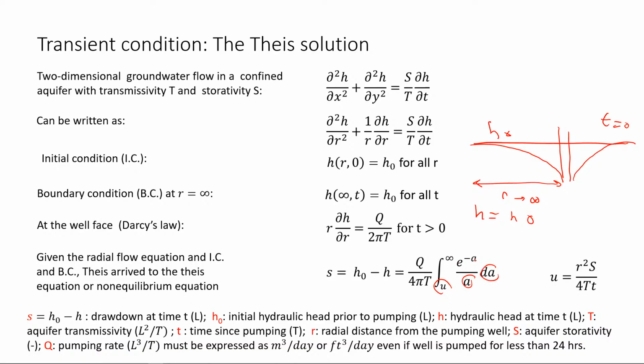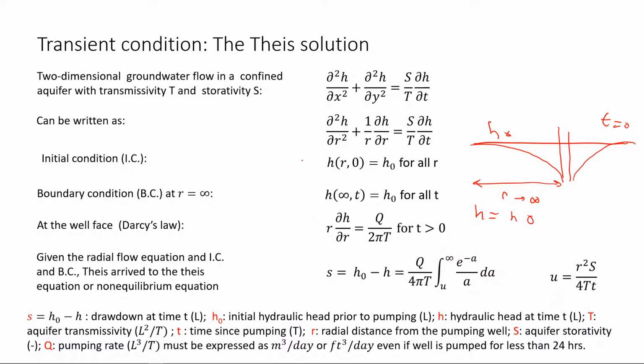This is not important, and this is called the exponential integral form, where you can define your u as something like this: r squared S, the storage coefficient, over 4 T t. Big T is transmissivity, small t is time. So you just integrate from u to infinity for this one, and that will give you your drawdown equation. This integration has a solution. It's not a closed form solution, it's an infinite series solution. I will show it to you in a minute.